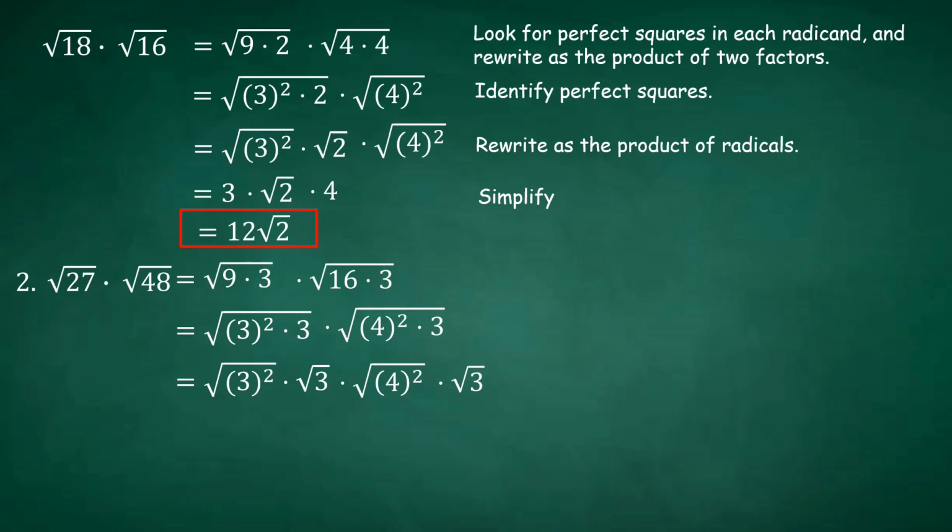Square root of 3 raised to the power of 2 is equal to 3, and copy the square root of 3. Square root of 4 raised to the power of 2 is equal to 4. Copy the square root of 3. 3 times 4 is equal to 12, and square root of 3 times square root of 3. So just multiply the radicands. 3 times 3 is equal to 9, and then the square root of 9 is equal to 3. And 12 times 3 is equal to 36. So our final answer is 36.